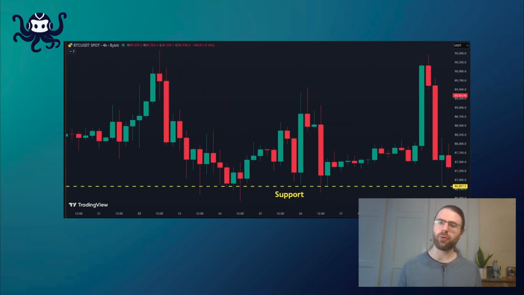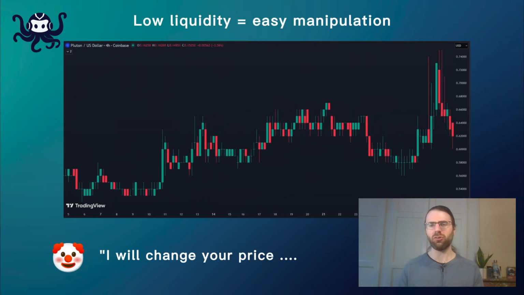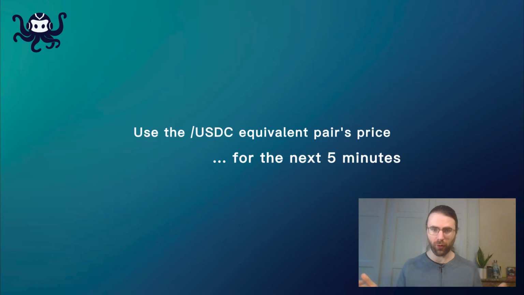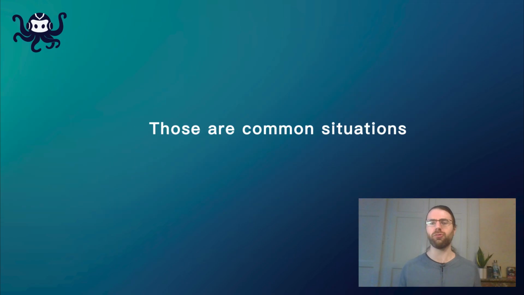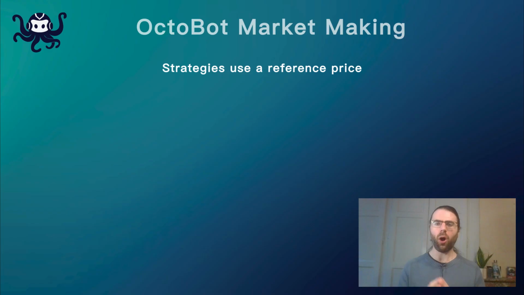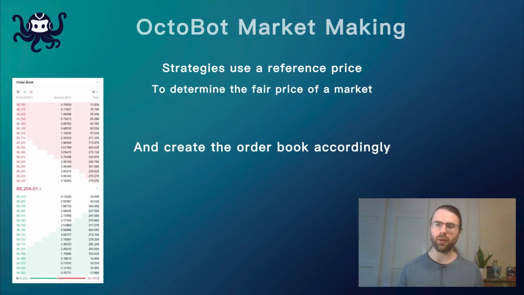Defending a support price, fighting low liquidity price manipulation, or temporarily forcing a certain input price for your algorithm. Those are common situations, and the market maker needs tools to handle them properly. On OctoBot Market Making, a market making strategy always uses a reference price, which tells the bot how the fair market price should be computed. This fair price is then used to build and update the market making order book.